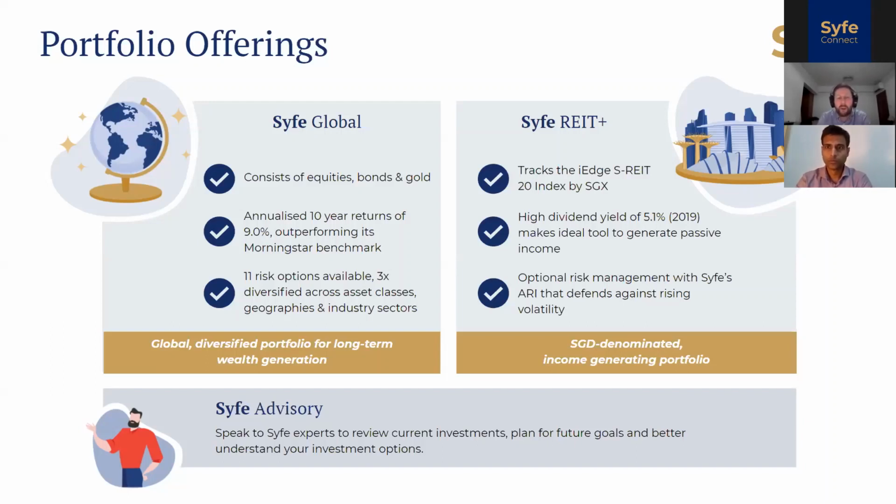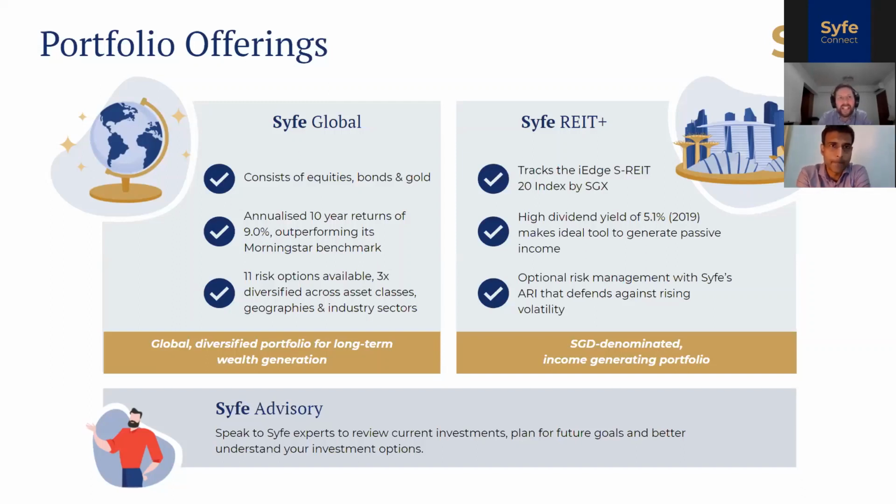There are 11 different risk portfolio options available, depending on where your risk tolerance, or your goals and objectives lie. Each one of those 11 risk options has 3 levels of diversification: first over asset classes themselves, the next being geographies, and the third being different sectors as well. In terms of how they grow, they've outperformed the Morningstar benchmark, annualized over the last 10 years. So they actually do what they say on the tin. Having the benefit of diversification gives you that level of security in terms of performance.